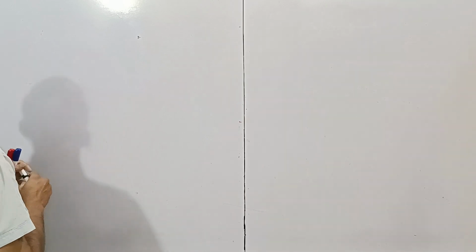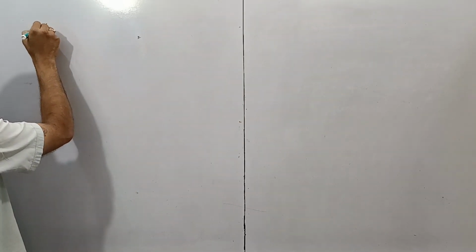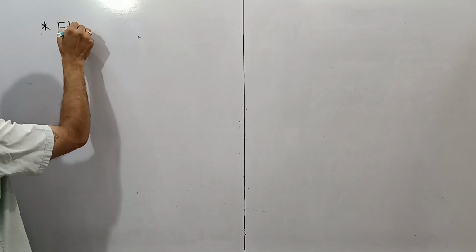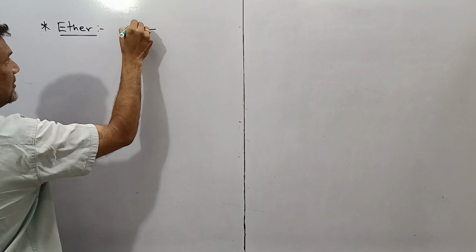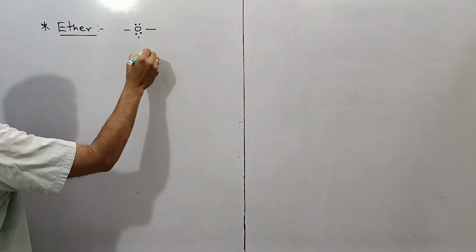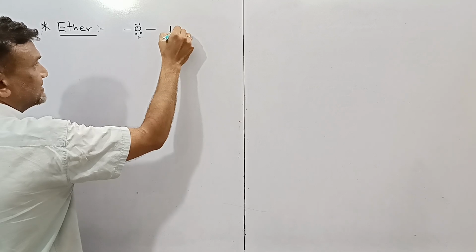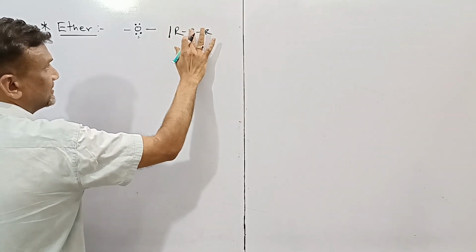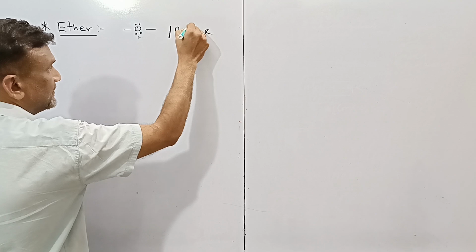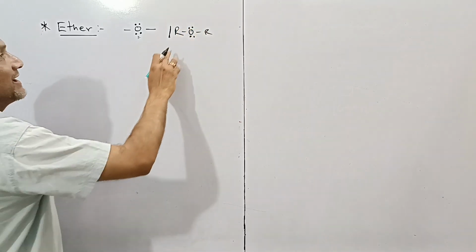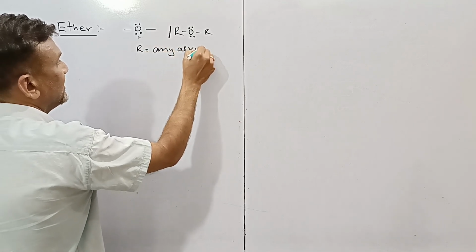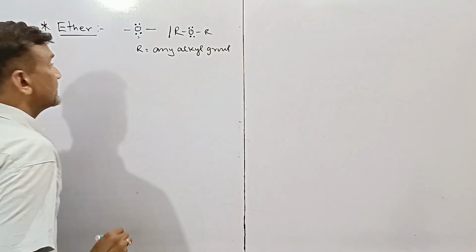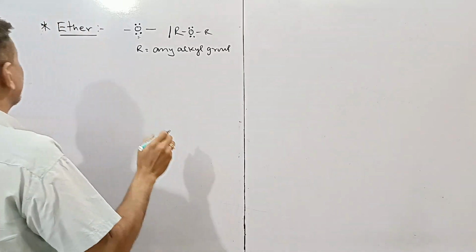So if you go with ether, then you can say this is the ether O functional group. O functional group is called ether. If we go with the formula, then the formula for ether is ROR, with the two lone pairs, where R is equal to any alkyl group.